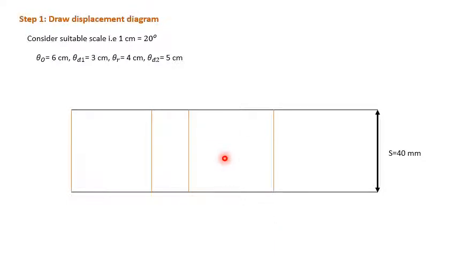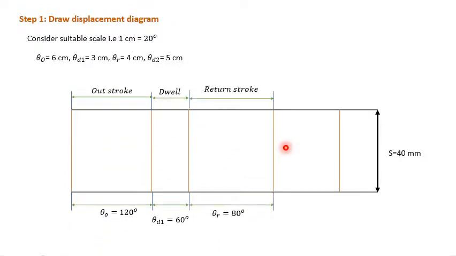Next one is return stroke, which is 4 centimeter. So measure 4 centimeter from this line, then draw a vertical line. The last one is second dwell, which is 5 centimeter. So measure 5 centimeter from this line and draw a vertical line. Okay, so now these are the different strokes. This is the outstroke, whereas this is first dwell, return stroke, then this is the second dwell. So we have to name each stroke and the respective angles like this.